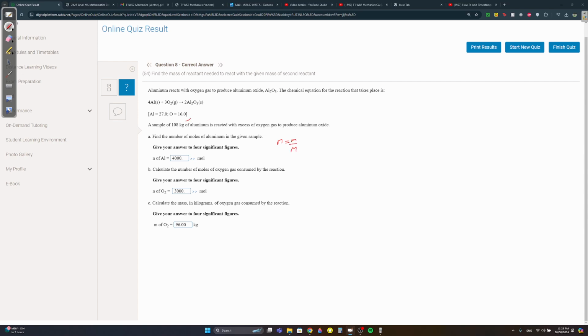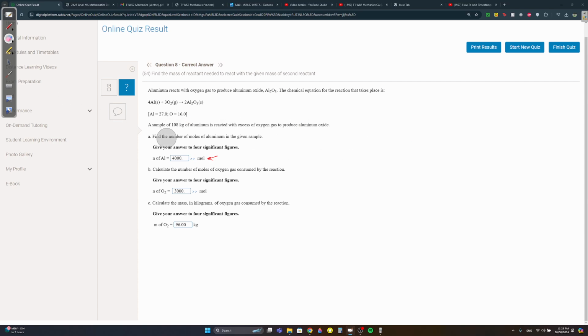The mass is 108 kilograms. But you know, in chemistry, we don't use kilograms, we use grams. So it's going to be 108,000 grams, divided by the molar mass of aluminium, which is 27. Once you divide them, you're going to get 4,000. It's 4,000 moles.